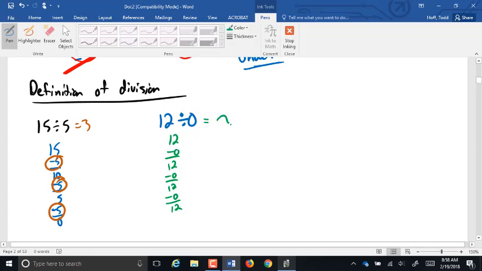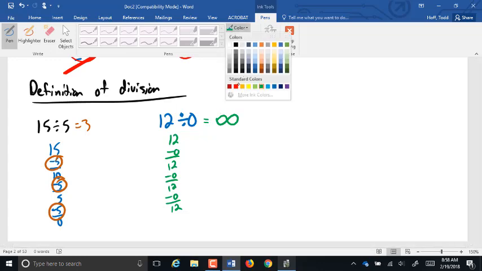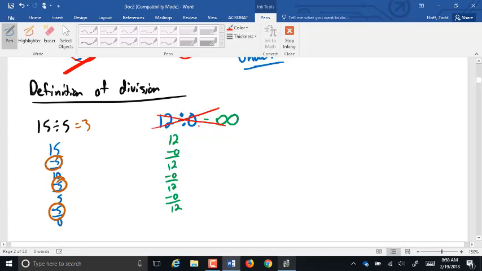And there are some branches of math that do try to define division by 0 as infinity. That sideways 8 is actually the symbol for infinity. But there's issues with that. I mean, if we look at it like that, infinity makes sense. You can divide it an infinite number of times.